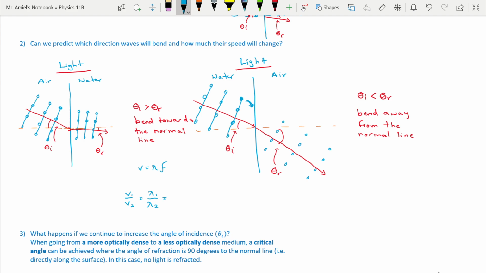And from experimentation, we also know that the sine of the angle of incidence, so the angle in the first material, is going to be proportional to the sine of the angle of refraction. And we can use any of these to figure out what we call the index of refraction, n, for any material.